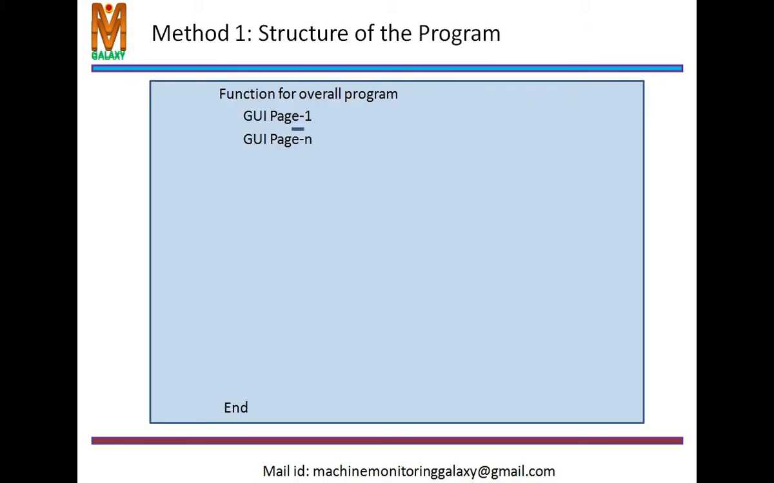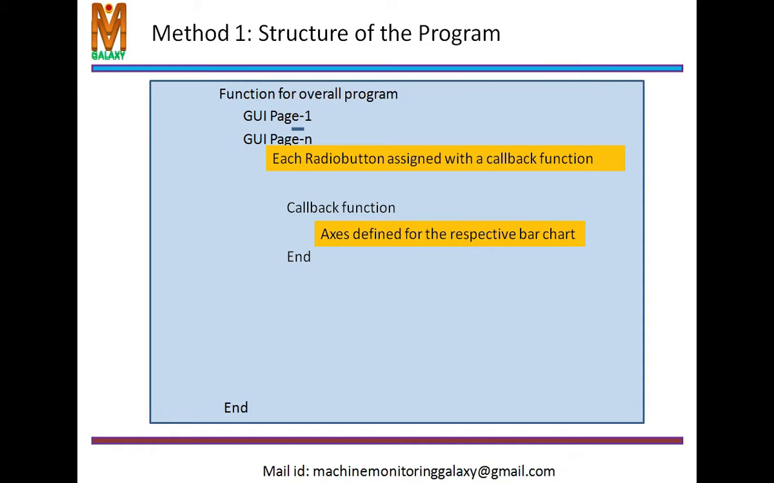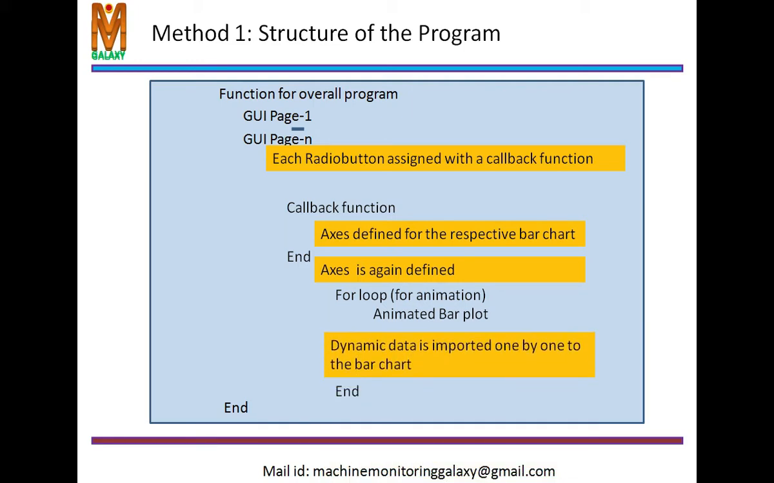So the structure of the program will be like this: the function, inside the function there will be different pages, and then each radio button will be assigned a callback function, where axes will be defined. Before the loop we will have to again define the axes, and then inside the for loop we have to give the dynamic data. And because the same panel will be using different axes, the axes will be made global just before the callback function.